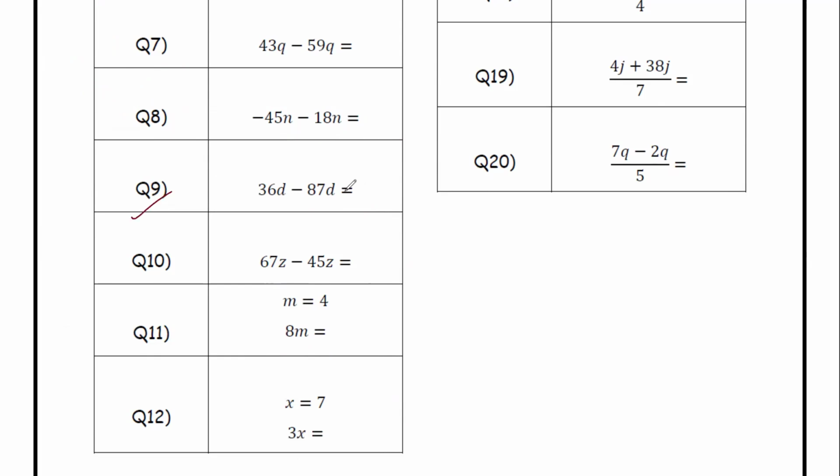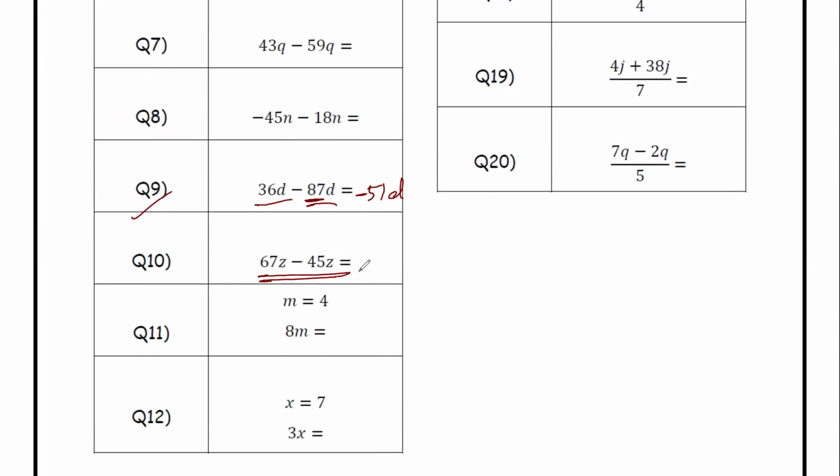Ninth question. 36D and 87D. So if you do the math, you have to take the difference. And the difference is 51D. And the outcome will be negative because the bigger number 87 has a negative sign.